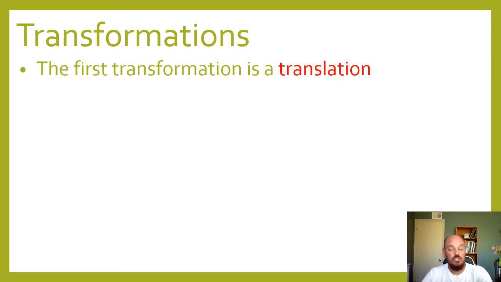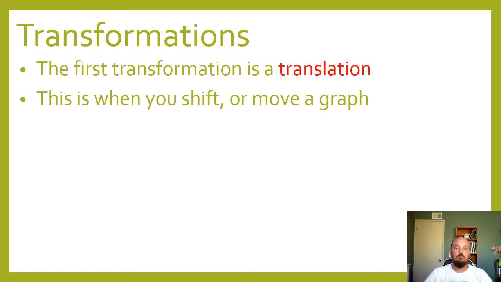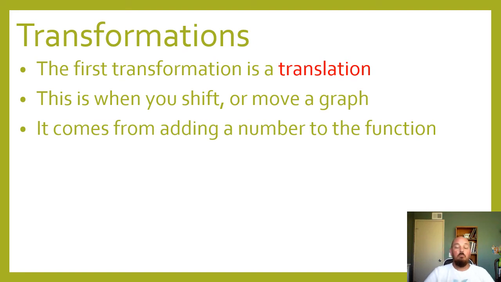Now a translation is just moving something. It's when you shift, in fact that's another very common word, I use that word a lot, so I say you shift the graph, or you move the graph. So we might take that little V-shaped graph and move it up or down, or left or right. But you want to know from the equation when to do that.